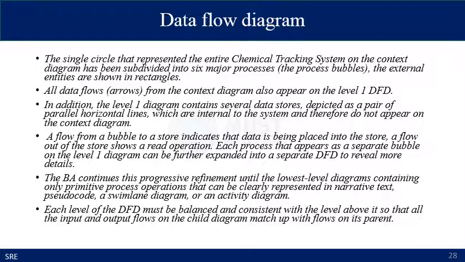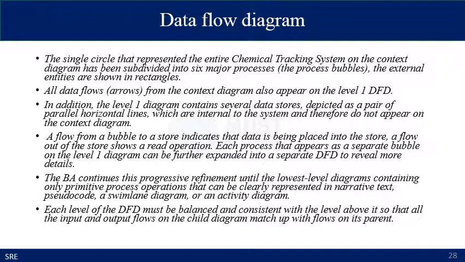So the single circle that represents the entire chemical tracking system on the context diagram has been subdivided into 6 major processes or bubbles. The external entities are shown in the rectangles. All data flows from the context diagram also appear in the level 1 data flow diagram.